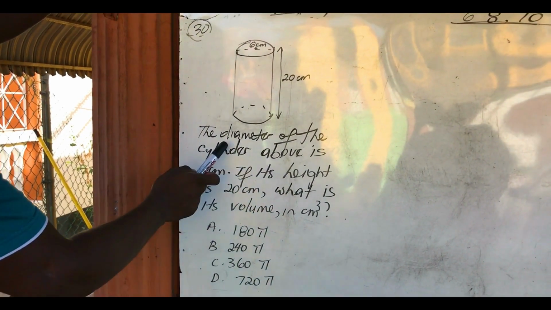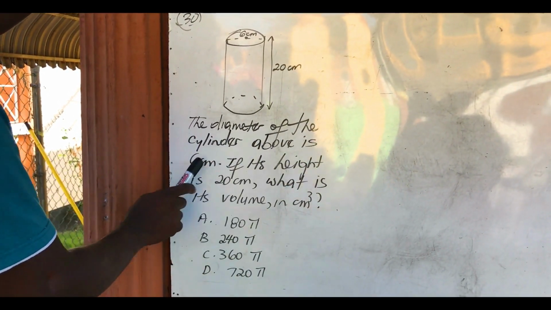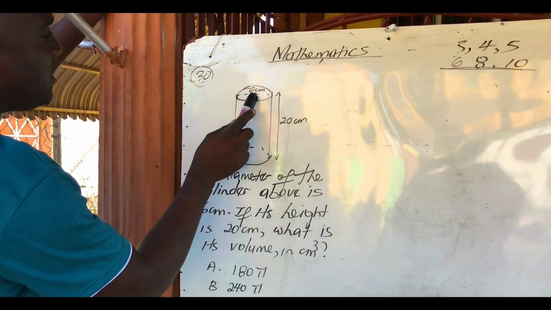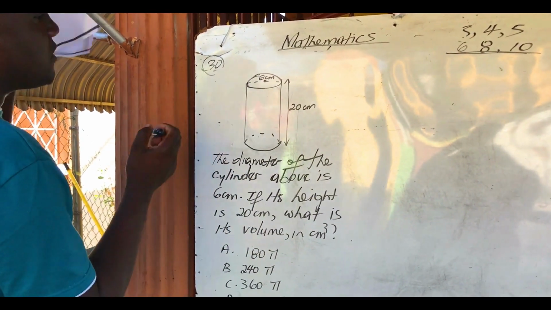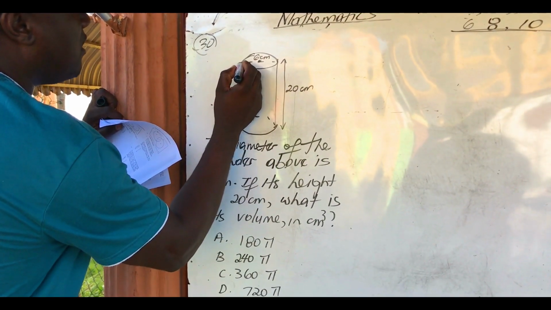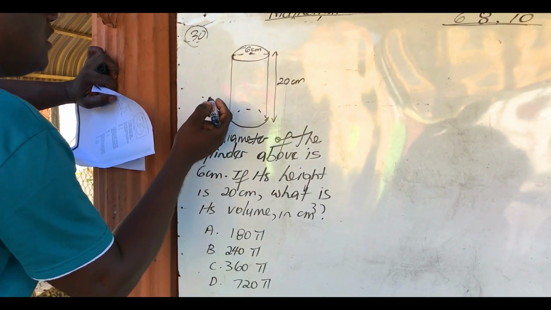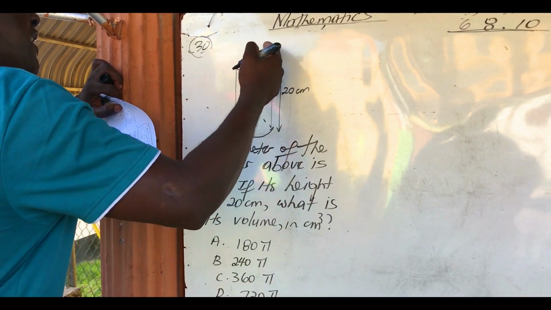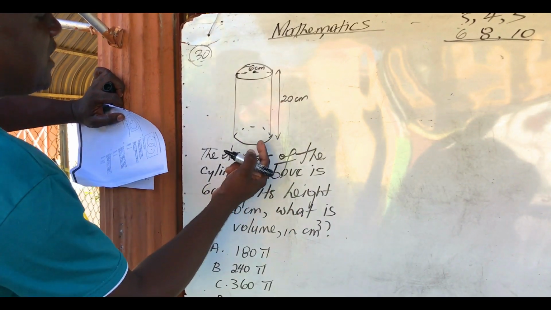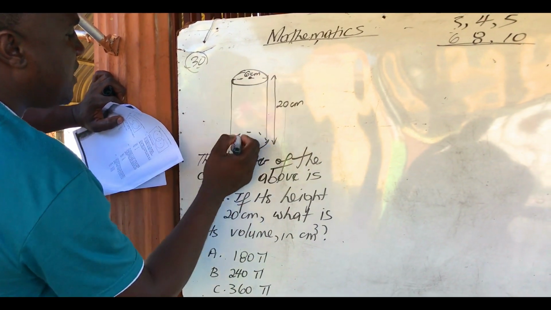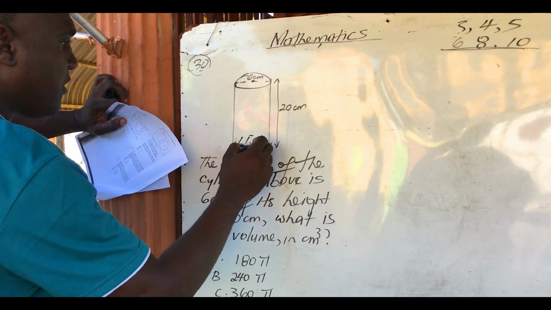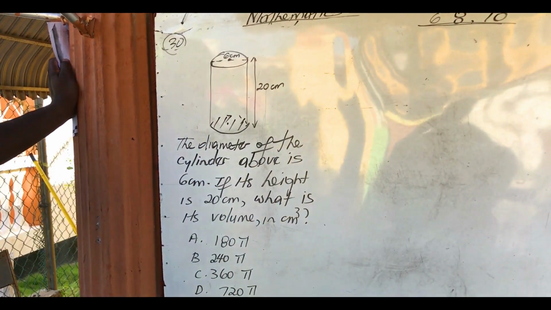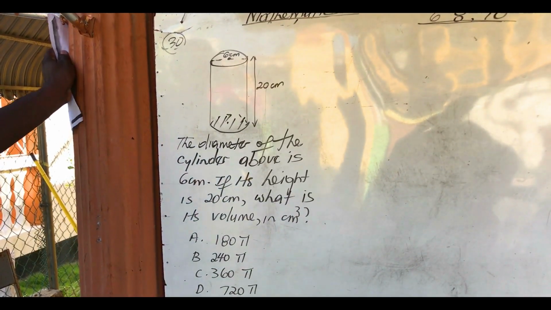Okay, for this question, the diameter of the cylinder above is 6 centimeters. So while reading the information, you check the diagram to see if the information is there. So here basically is the diameter of the cylinder. Now, the cylinder has a circular base, so the base of the cylinder is actually a circle. Now, if its height is 20 centimeters, good. The height here is 20 centimeters. What is its volume in cubic centimeters?